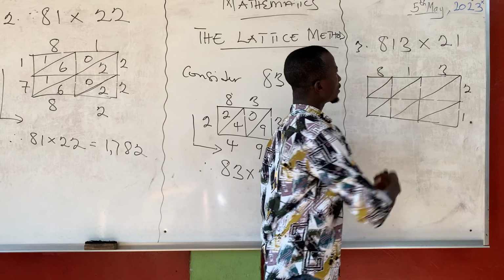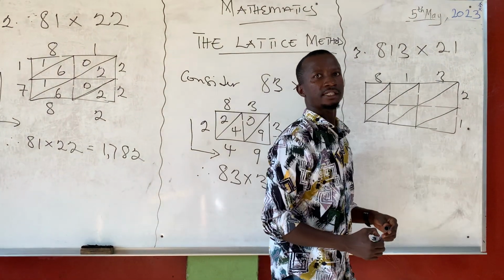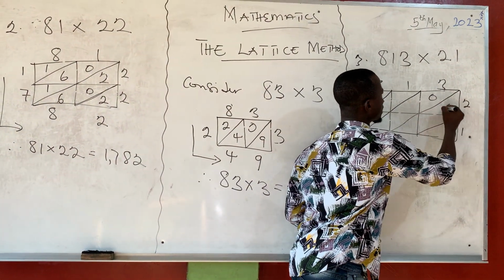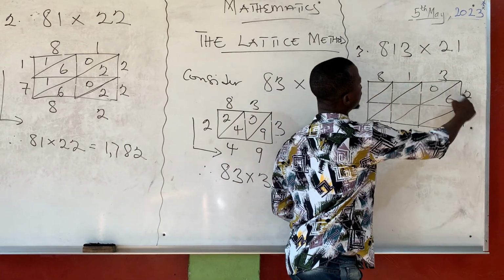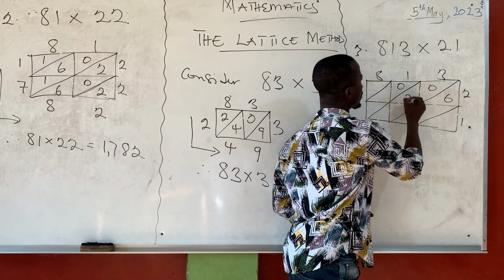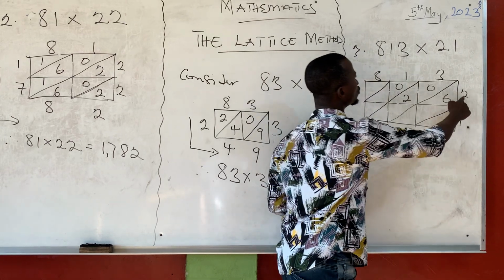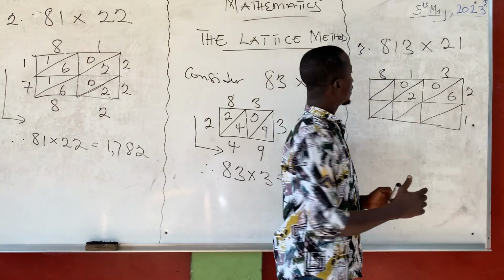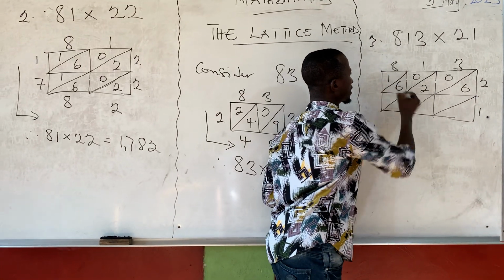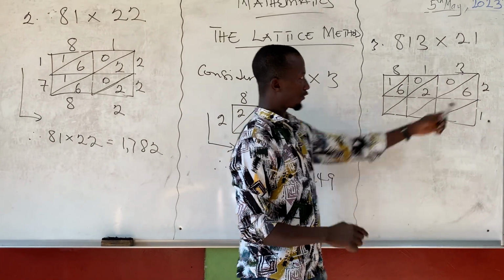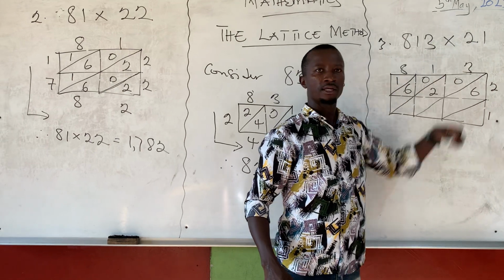So let's see. We have 2 times 3, that is 6. So we write our 0 and 6. We have 2 times 1, that is our 0 and 2. Then we have 2 times 8, that is 16. We have our 1 and 6. Nicely. We are finished with the first digit, that is this one.